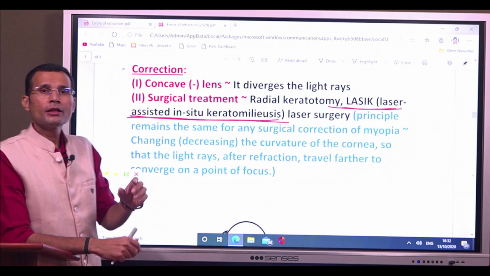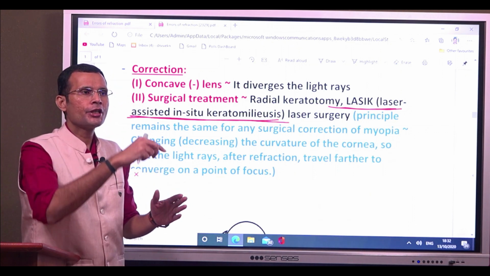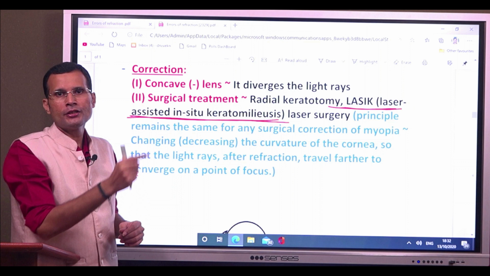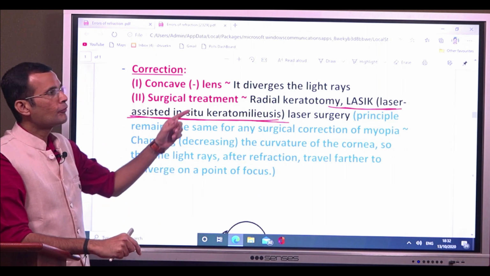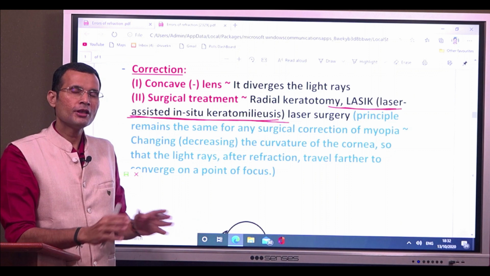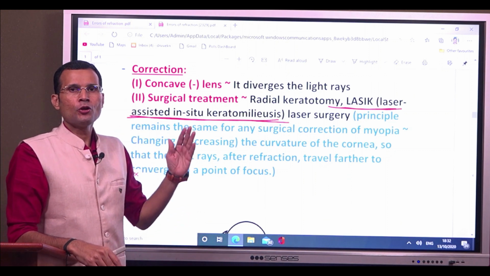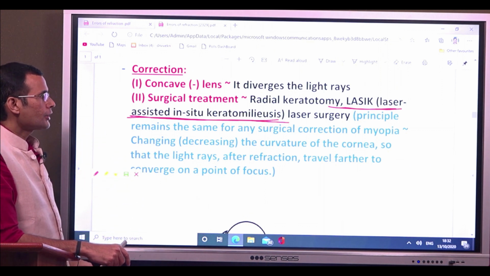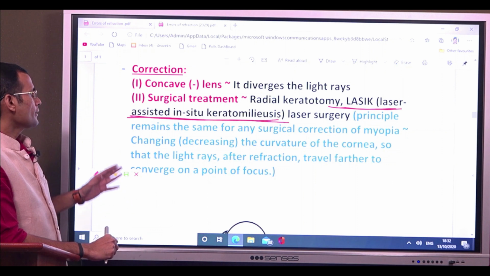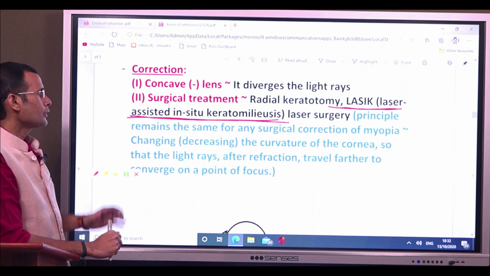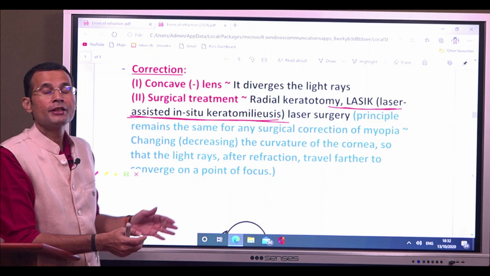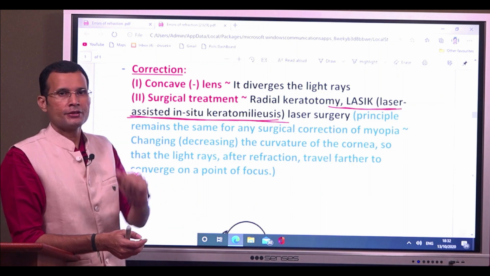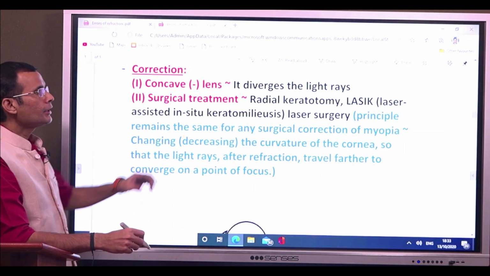So, whether it's radial keratotomy, in which radial incisions are made on the cornea, and then its curvature is altered, or whether it's LASIK, the principle for both is the same. Curvature of the cornea is altered. In both these surgical treatments, the curvature of the cornea is decreased actually, so that the light rays after refraction will travel farther. Curvature of the cornea is decreased. Remember, in both these procedures.